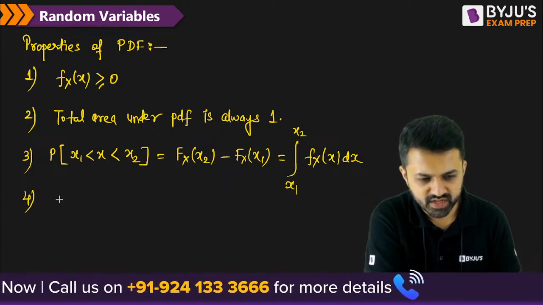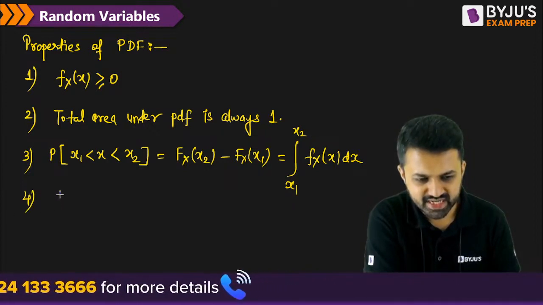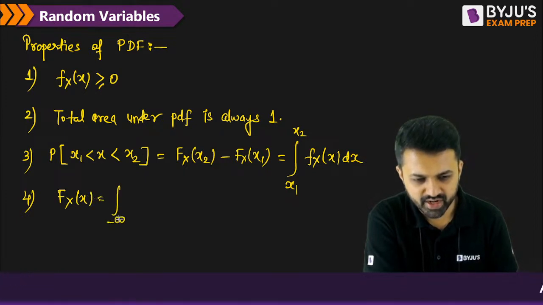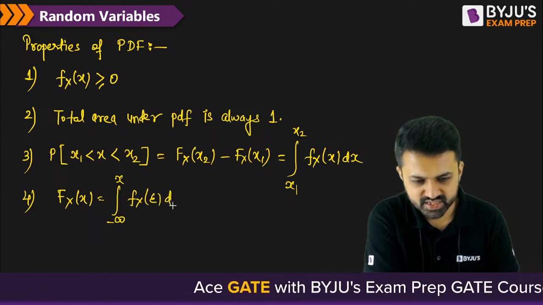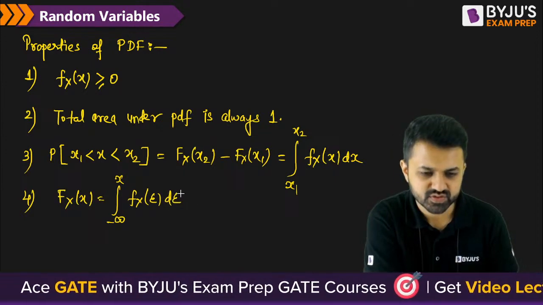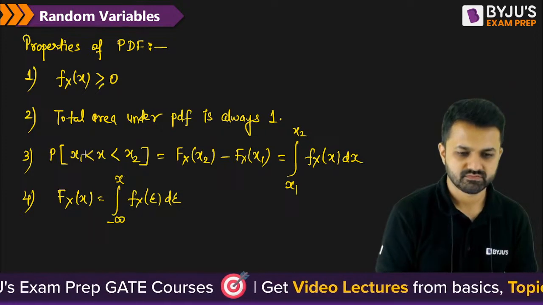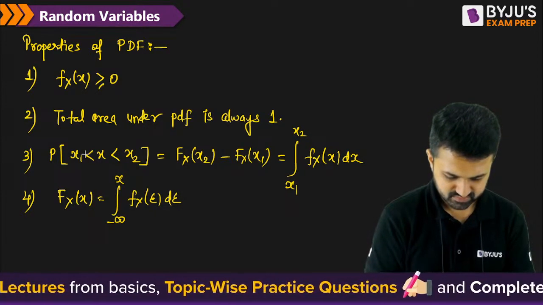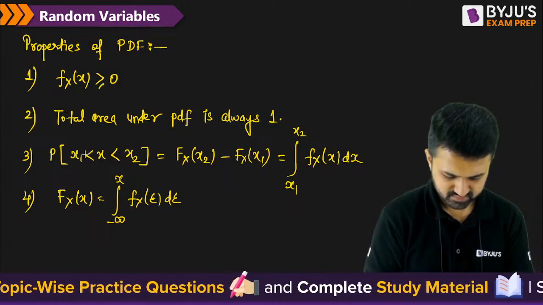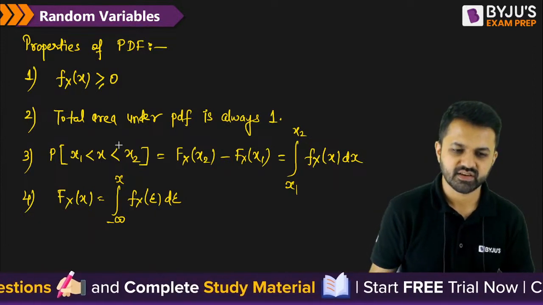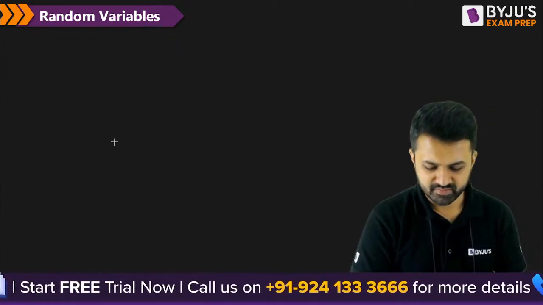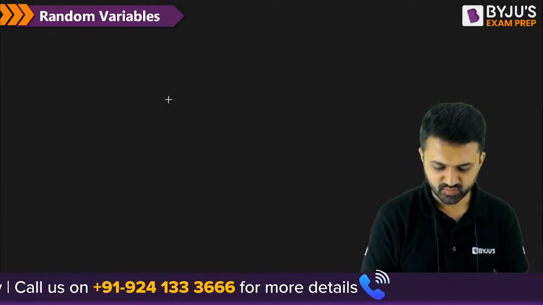The fourth property, we can calculate the CDF, that is FX(x), by integrating from minus infinity to x, fX(epsilon) d epsilon. Just a change of the variable I'm using. Yes, so this is the final answer. Properties. So Vikram, I will take your question now. Quickly, I will tell.